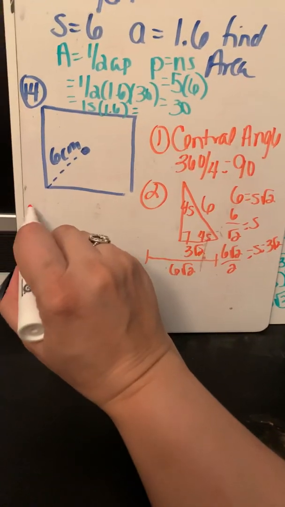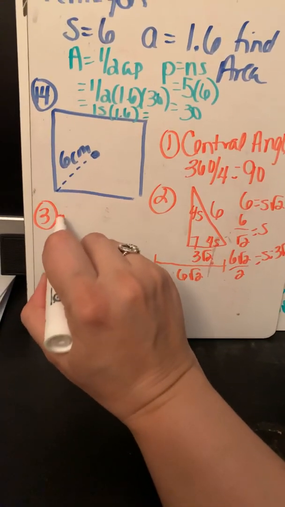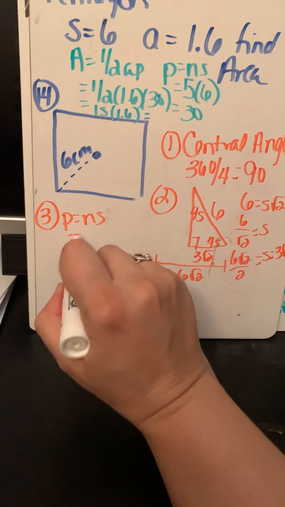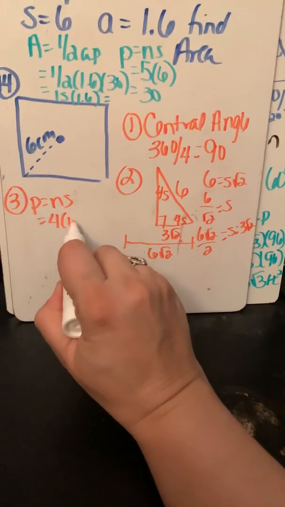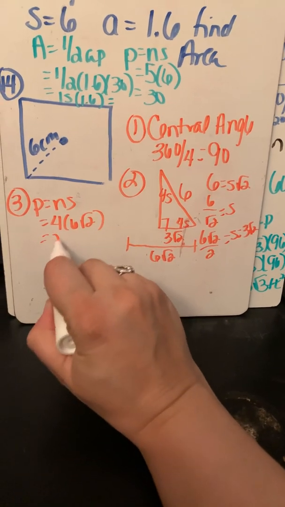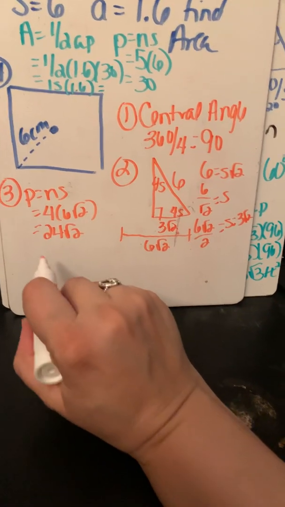So my third step, let's find my perimeter. I know we have 4 sides. What did we just say that side length was? 6 root 2. So my perimeter is 24 root 2.